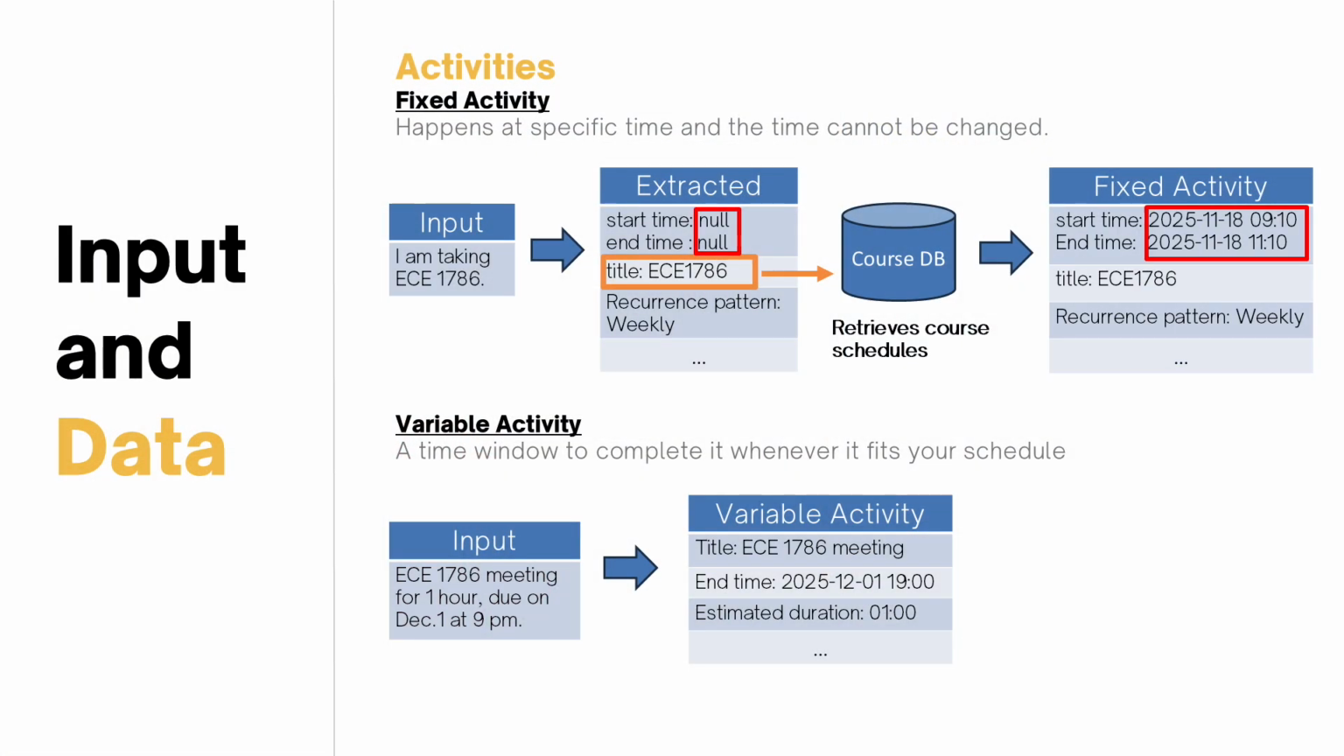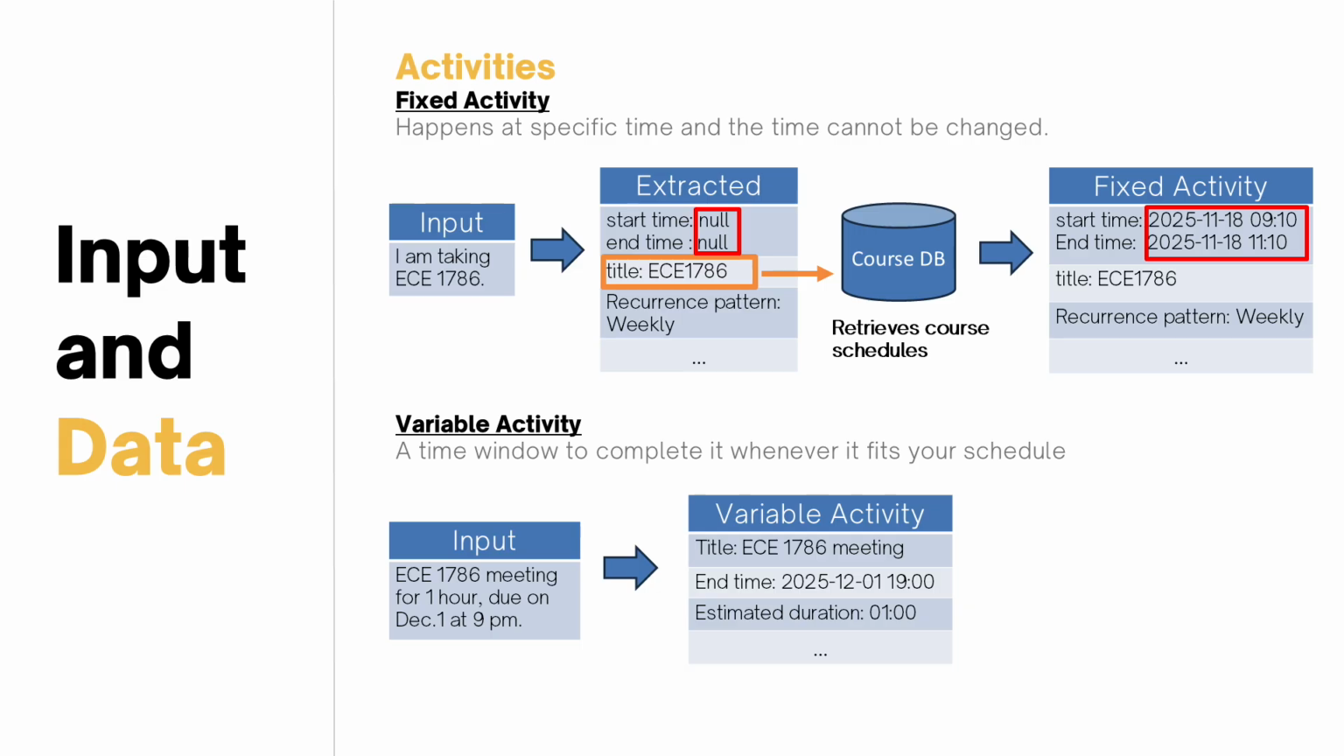For activities, we have two types. The fixed activity happens at a specific time. It cannot be moved. For example, if you say I'm taking ECE 7086, and this is the first version that we extracted using the large language models, then you could notice the start time and end time is missing. Then we use the extracted course code to query our course DB, and it will retrieve the start and end time automatically.